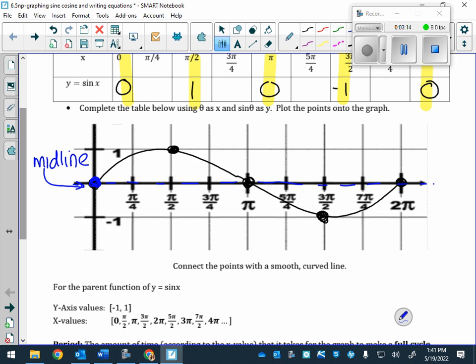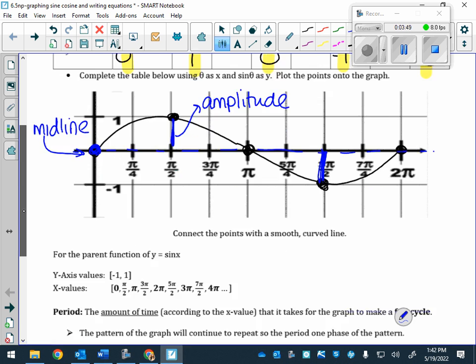Well, negative 1, or positive 1, I should say, the distance from the midline to the maximum point, the midline to the minimum point, is called the amplitude. It's the height. Think of it this way. From the center of the circle to the top, this is the amplitude, which can change depending on the height of the circle. So those are 2 key words for you to remember.